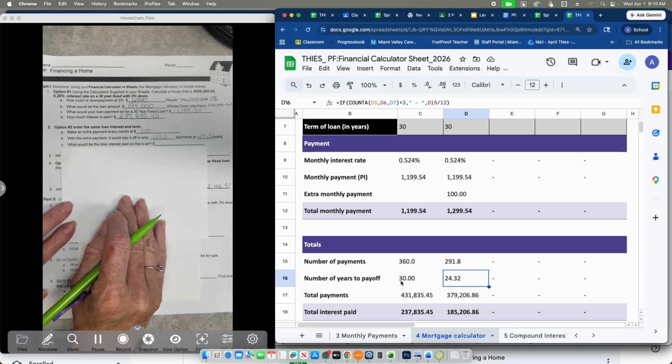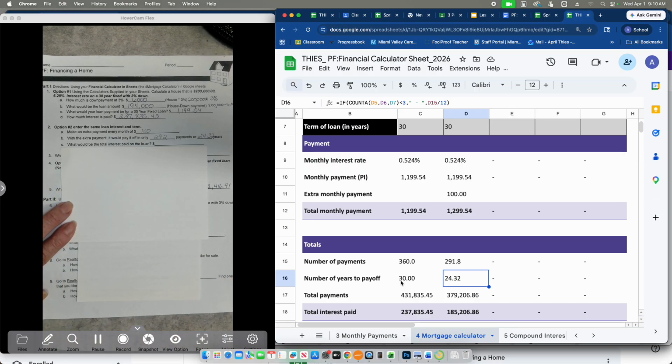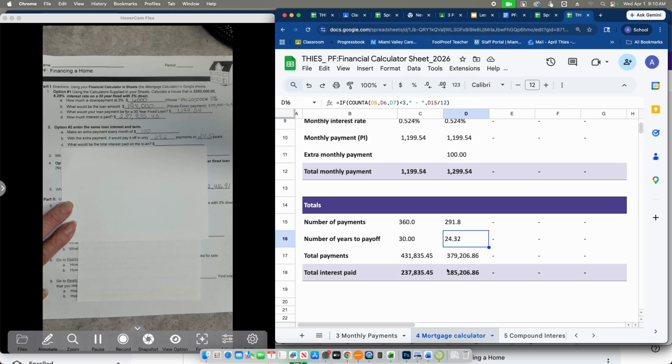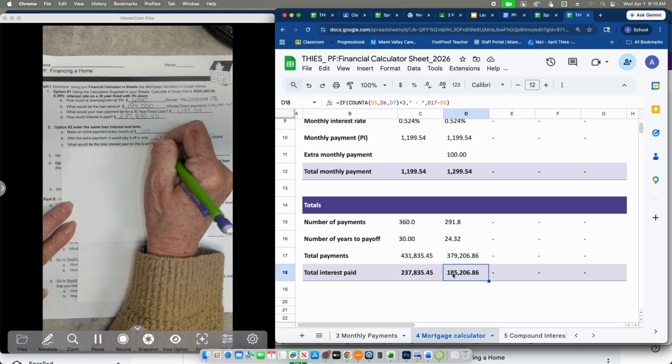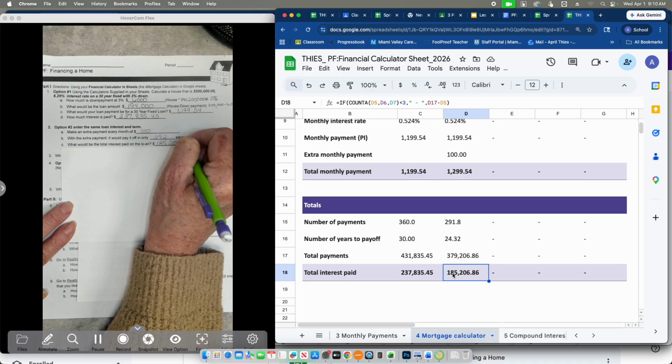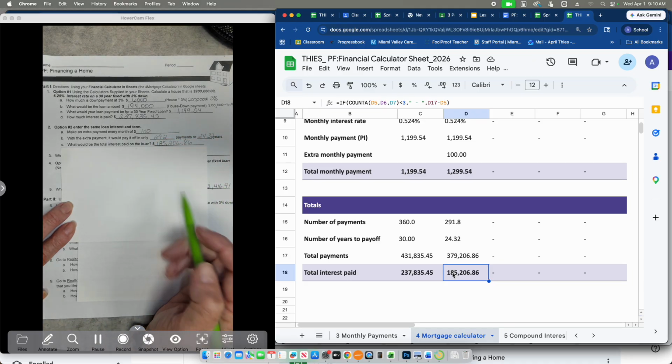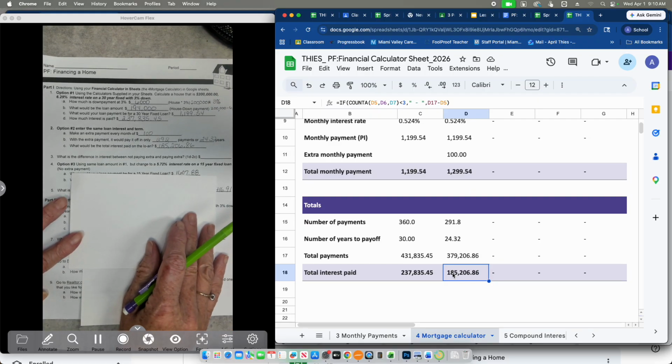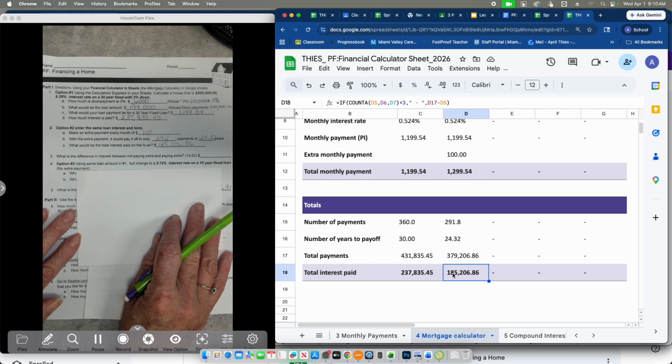And then what would the total interest be paid on the loan? It is going to be much cheaper. It is going to be $185,206.86. Okay? You will do the remainder ones on your own.